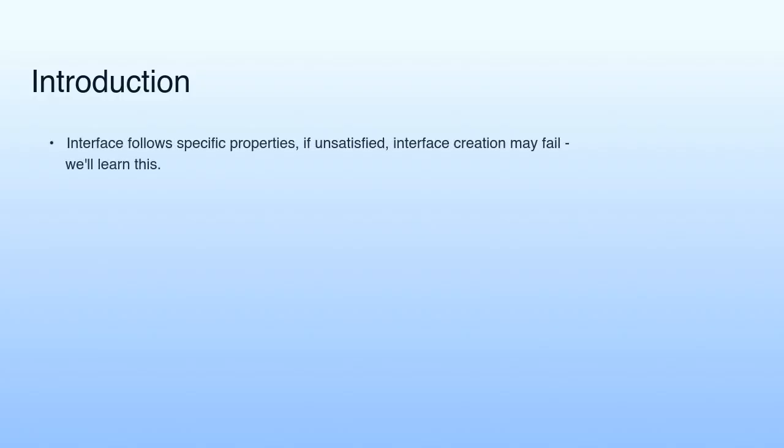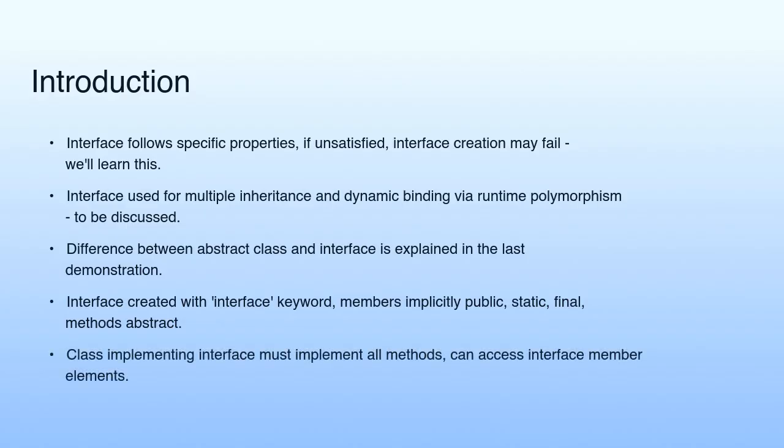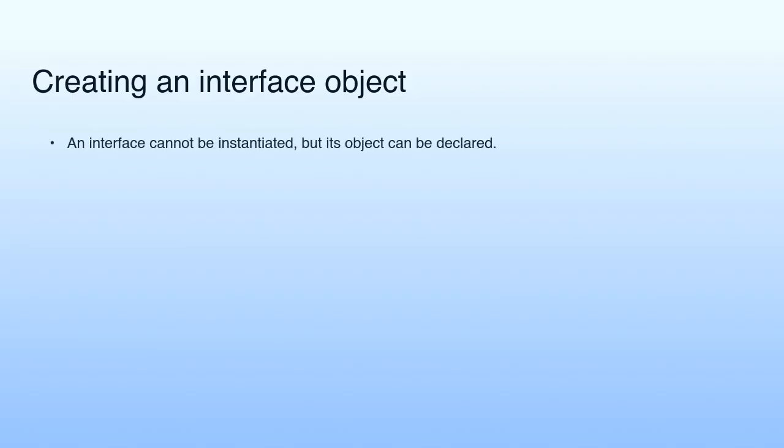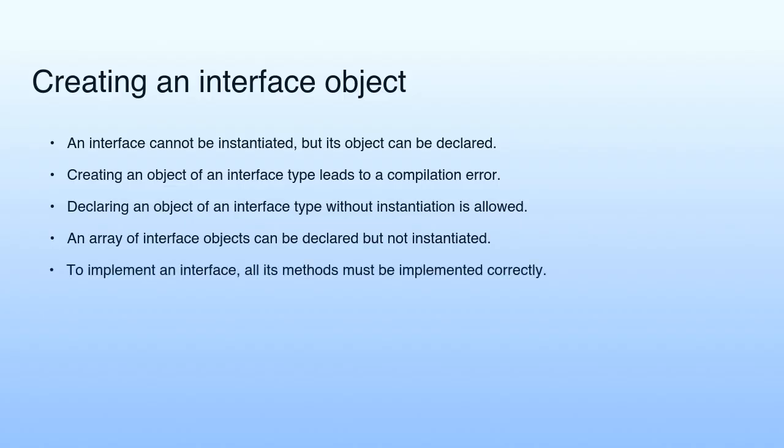Interfaces in Java follow specific properties, and if these properties are not satisfied, interface creation may fail. We will explore this concept. An interface cannot be instantiated directly, but its object can be declared. However, attempting to create an object of an interface type leads to a compilation error.